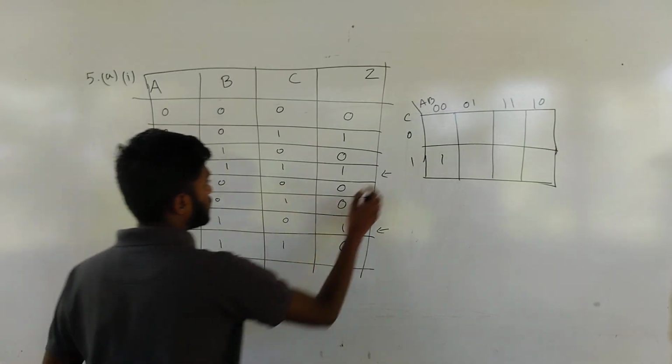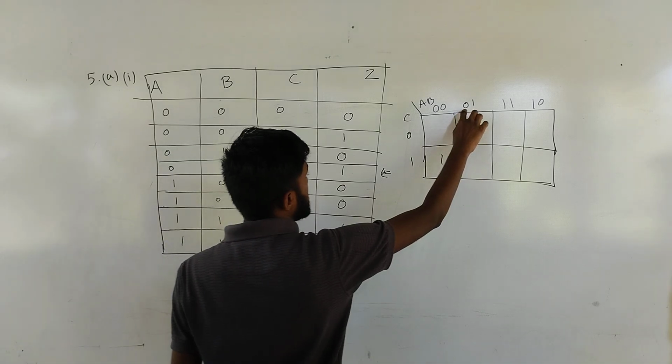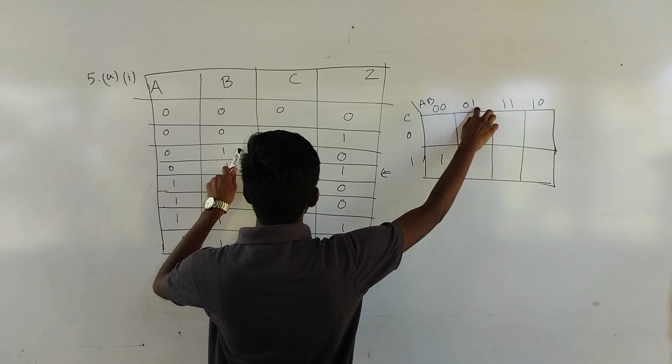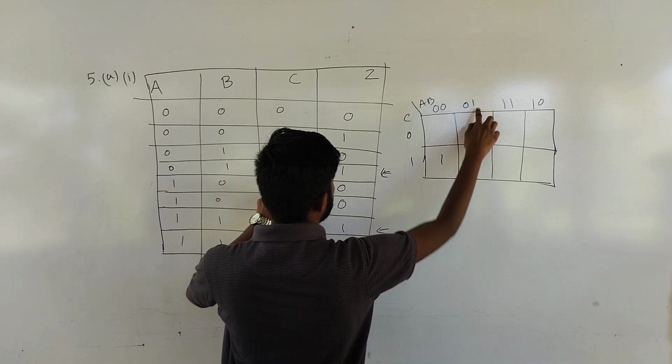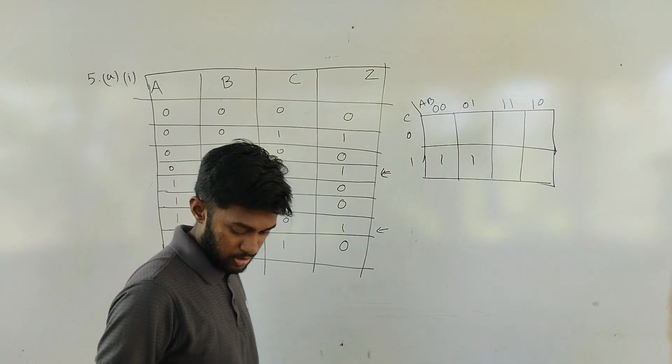Look, this one, focus on this. A is 0, B is 1. A is 0, B is 1. Then A is 0, B is 1, C is 1. That means this scenario here also is 1. As simple as it is, right?